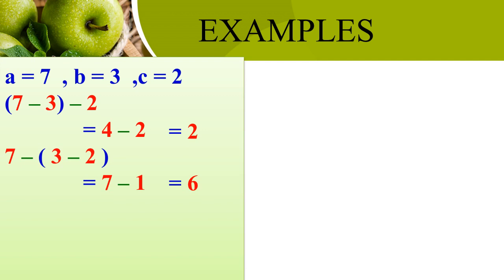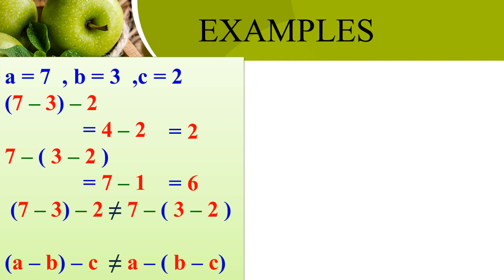So, we learn from this that (7 minus 3) minus 2 is not equal to 7 minus (3 minus 2). That is, (A minus B) minus C is not equal to A minus (B minus C). So, we conclude that associative property is not true for subtraction.